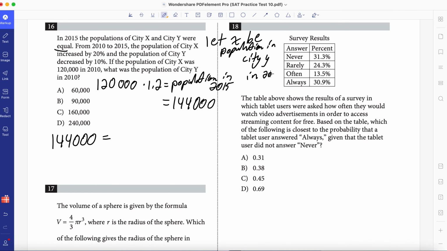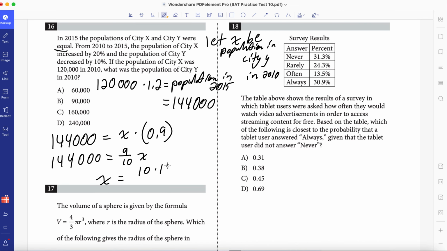in 2010. This is going to be X times, we know it decreased by 10%, so 0.9. This is going to be 144,000. It's going to equal 9/10 X. Therefore, X is going to equal 10 times 144,000 divided by 9. This is going to turn out to be 160,000, and that's how we solved the problem. So this was a two-step problem.